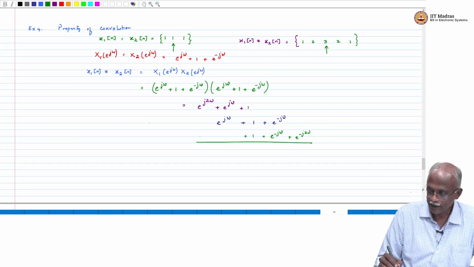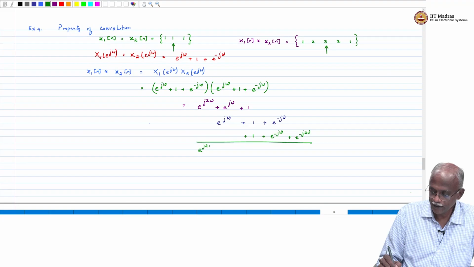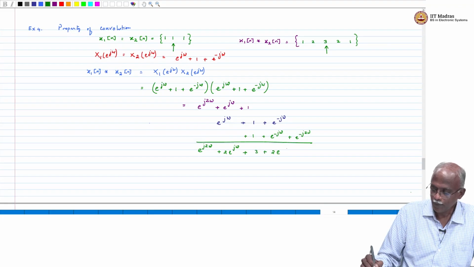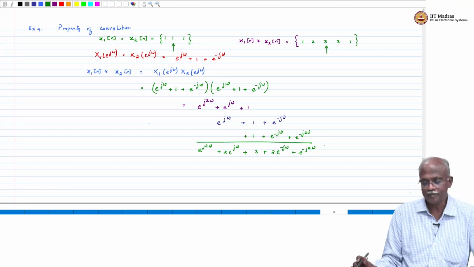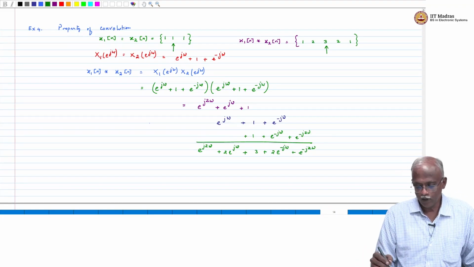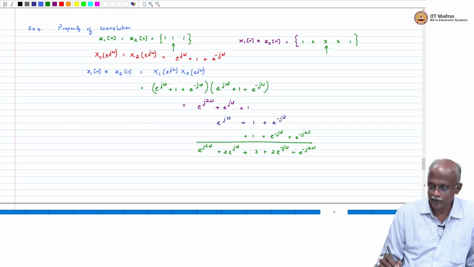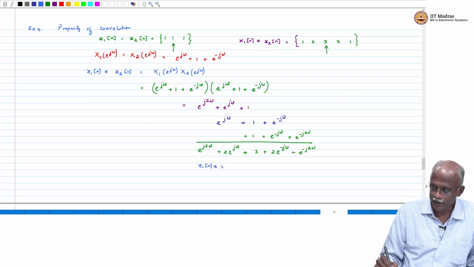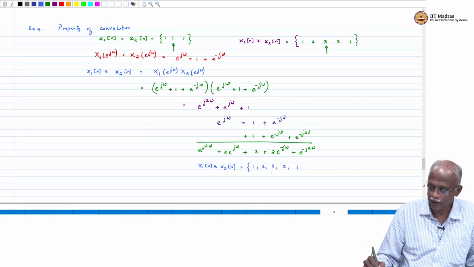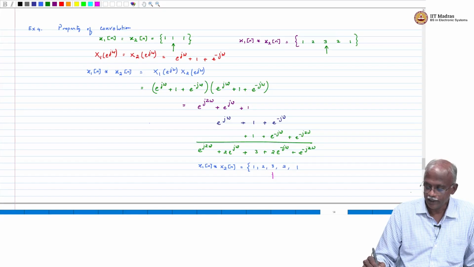Now, add all the three terms, you get e power j 2 omega plus 2 e power j omega plus 3 plus 2 e power minus j omega plus e power minus j 2 omega. Okay. Of course, from this we can derive that the sequence x1 of n convolved with x2 of n corresponds to 1, 2, 3, 2, 1 with the origin being at 3. Okay.